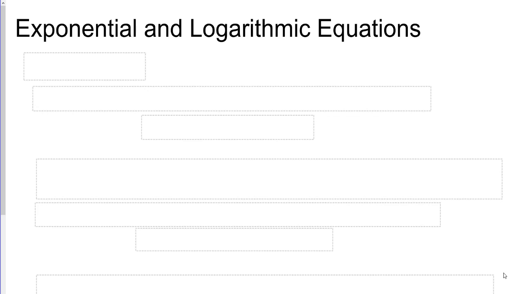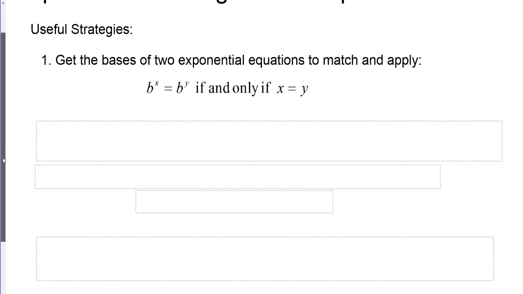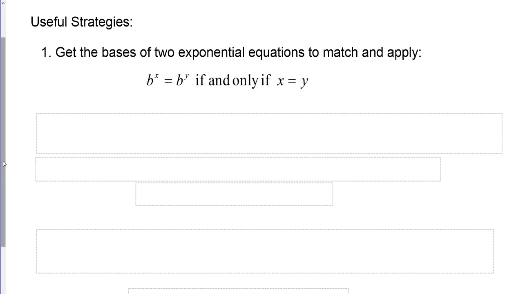In this lesson, we're going to learn about strategies on solving exponential and logarithmic equations. So, some useful strategies to note. If you're working with exponential equations, one thing that we've already learned is to get the bases of two exponential equations to match and to apply this property that we learned earlier in the class.